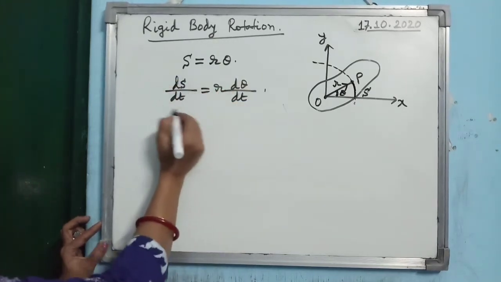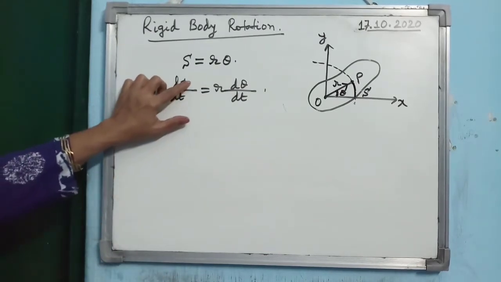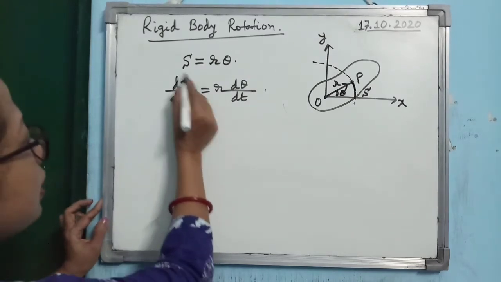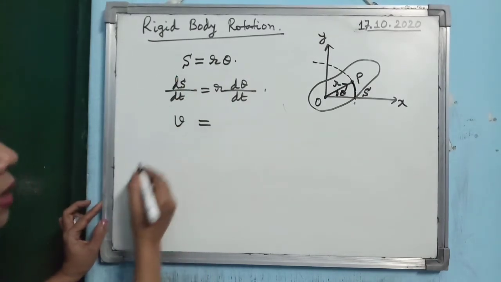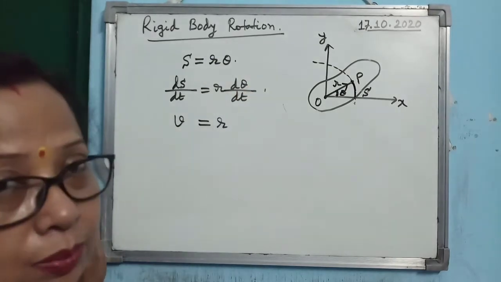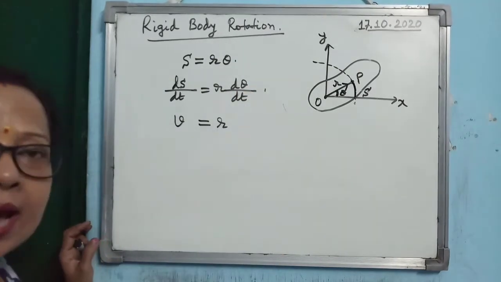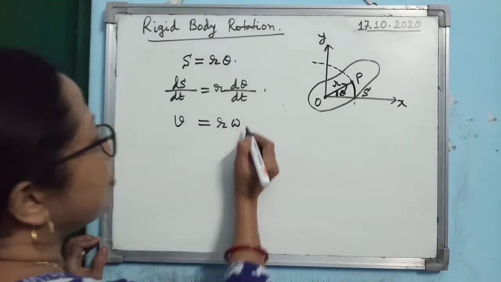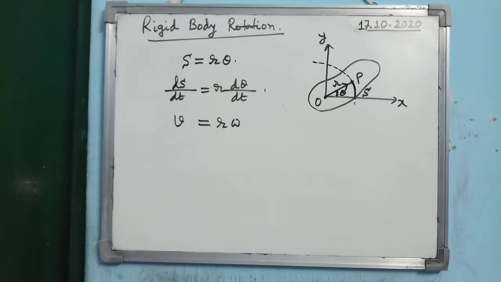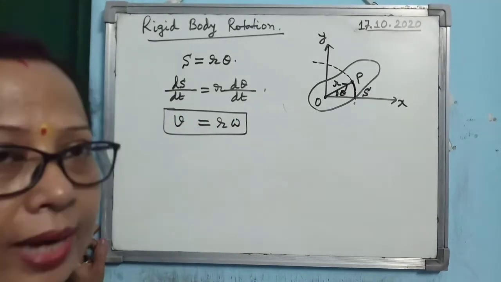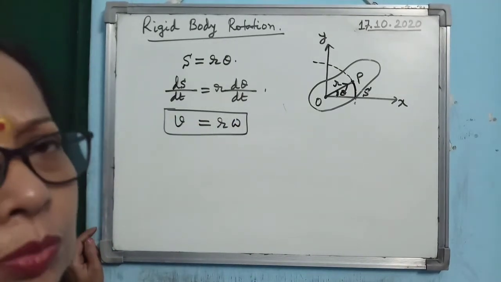Now ds/dt, what is this? This is the change in displacement divided by the change in time taken. So ds/dt represents nothing but the linear velocity, and d theta is the angular displacement. What does d theta represent? Angular displacement, and dt is the time taken. So angular displacement divided by time taken is nothing but the angular velocity. So you can write v is equal to r into omega. You already studied this in the uniform circular motion chapter.